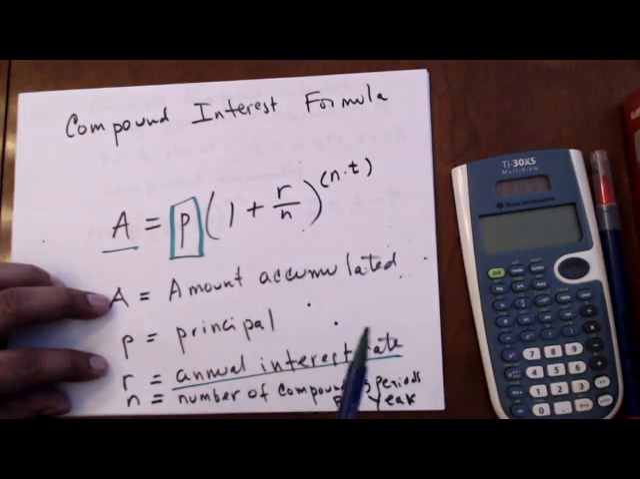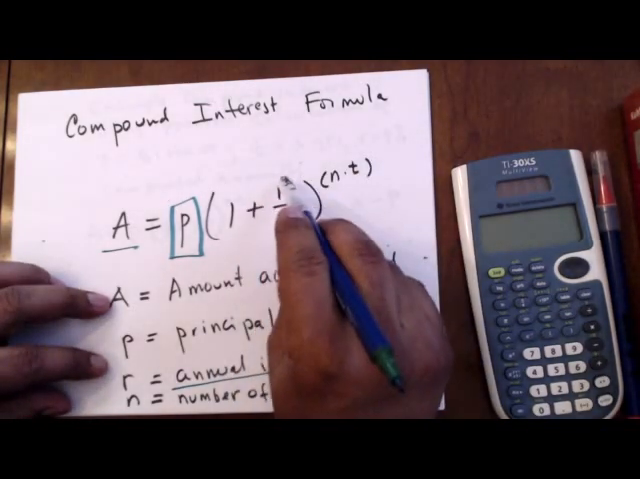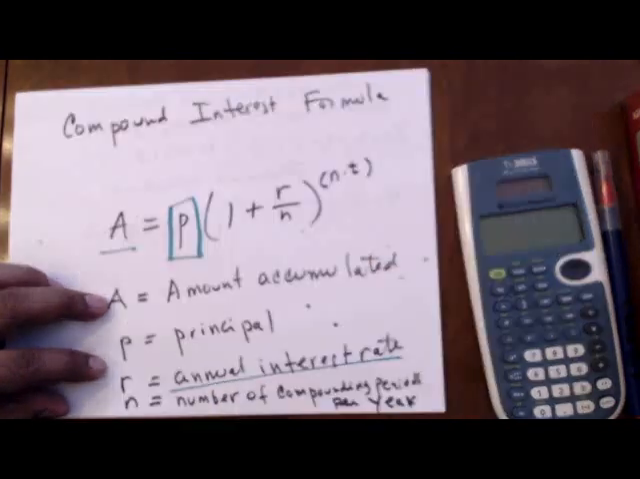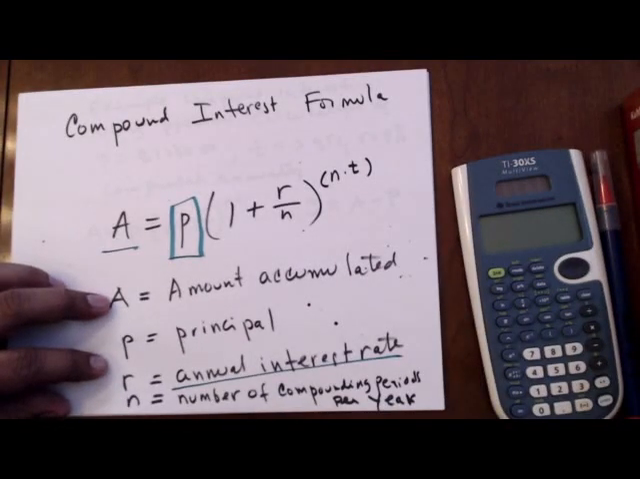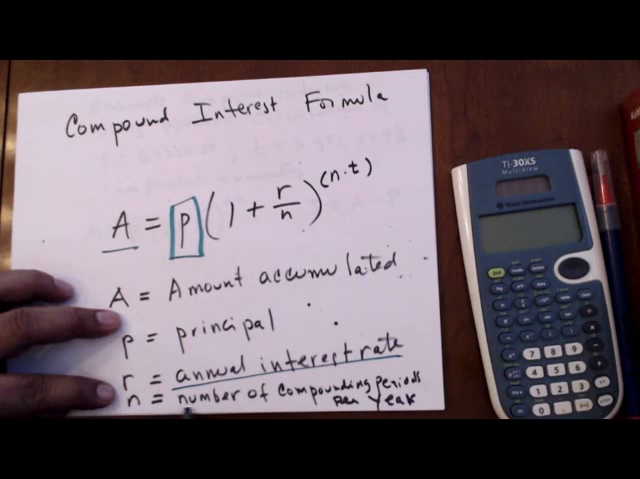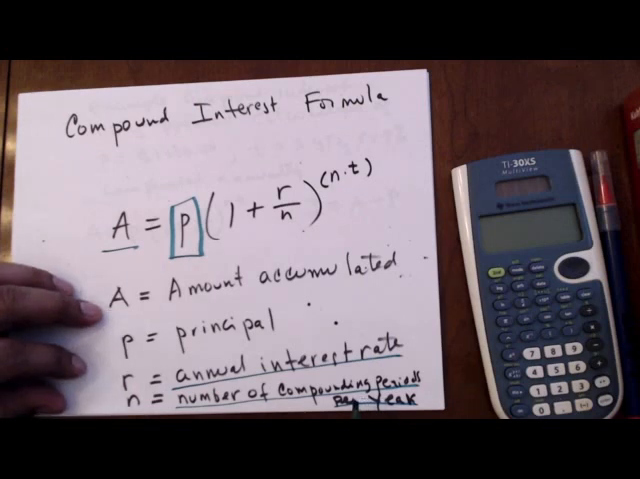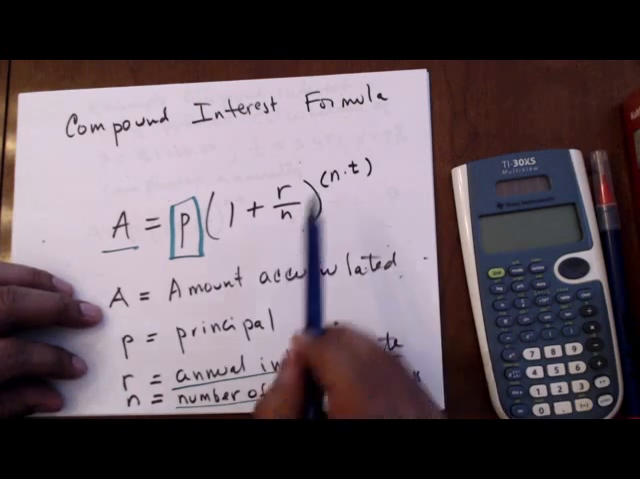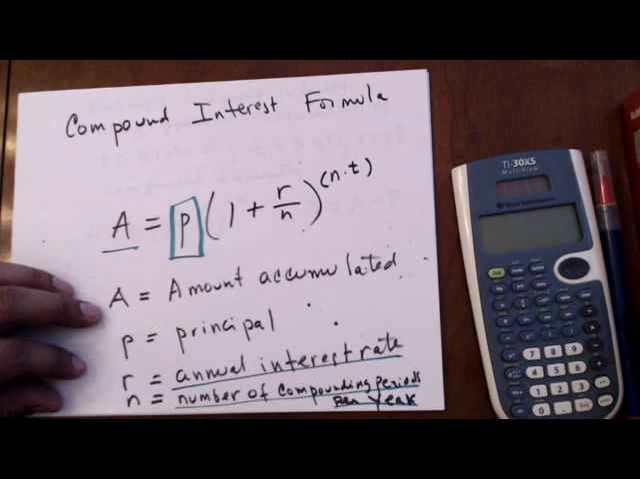But if it says 9%, don't just enter a 9 here. You have to make sure that you do the right calculation there. And the N is the number of compounding periods per year. If it's quarterly, then this number will be 4. If it's semi-annually, then that number will be 2, and so forth. Make sure that you understand this formula really well.